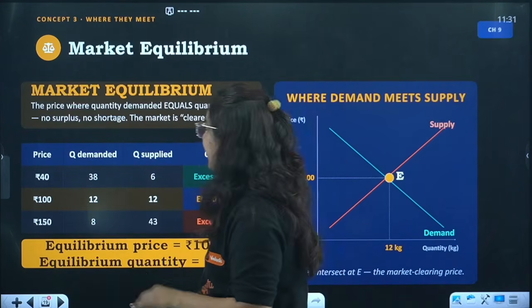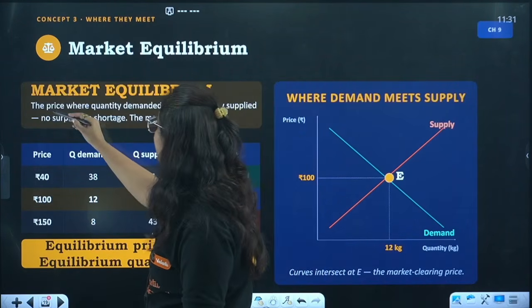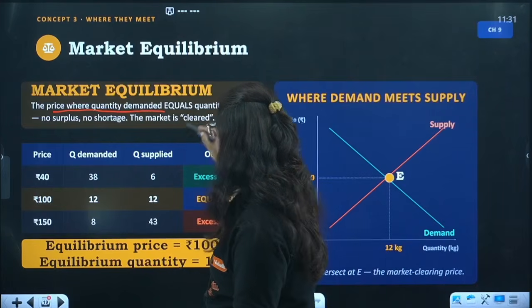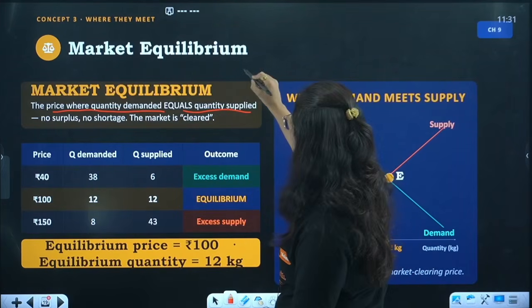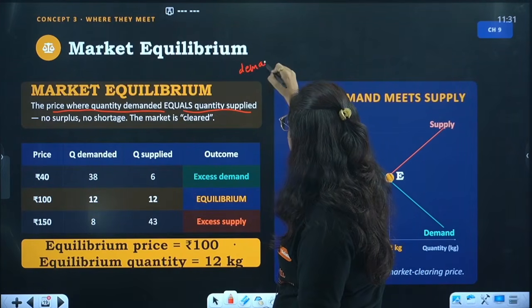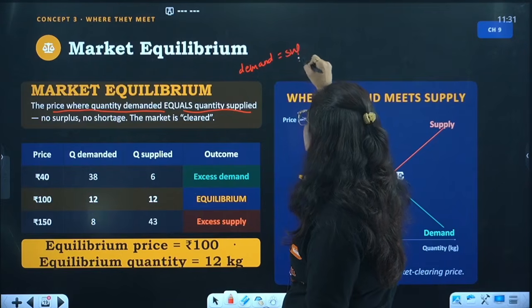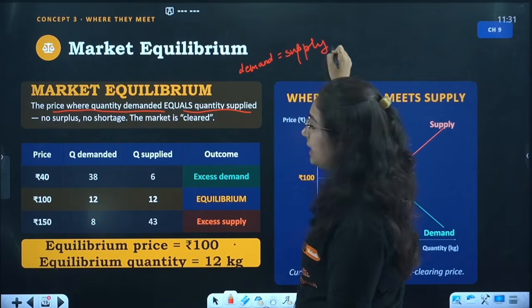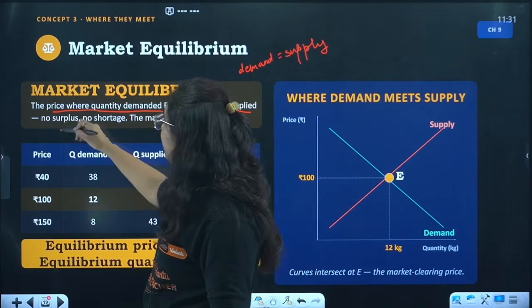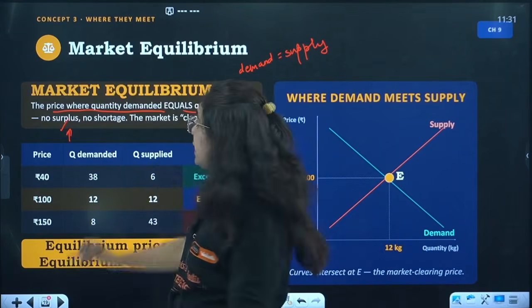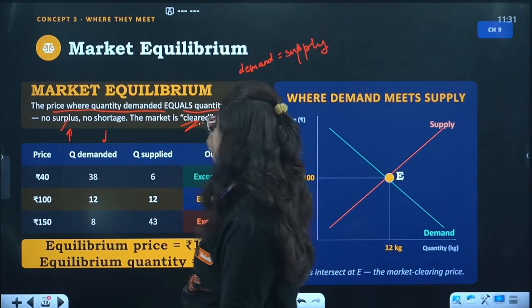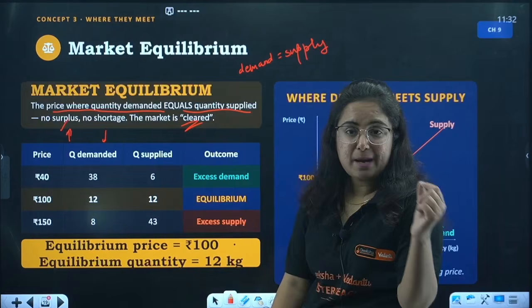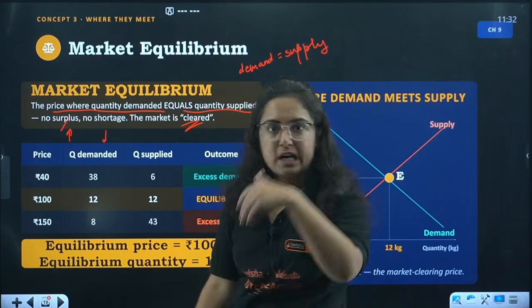So what is market equilibrium? It is the condition of prices when quantity demanded is equal to quantity supplied, where demand is equal to supply. This is known as equilibrium. No surplus is there, that means no product is more, no product is in shortage. The market is cleared. For example, let's take the example of mangoes again.